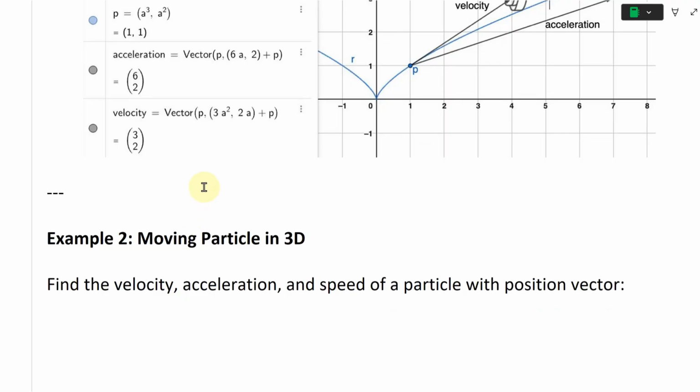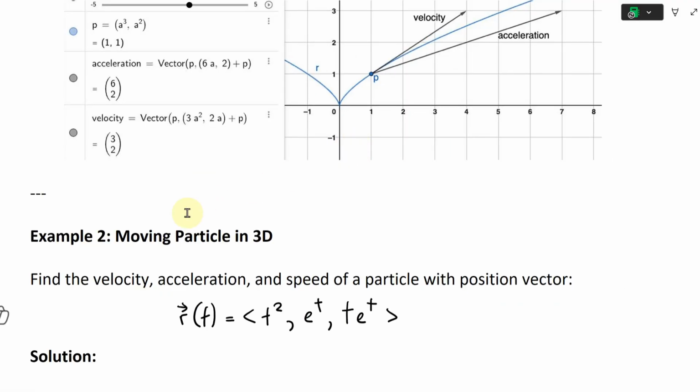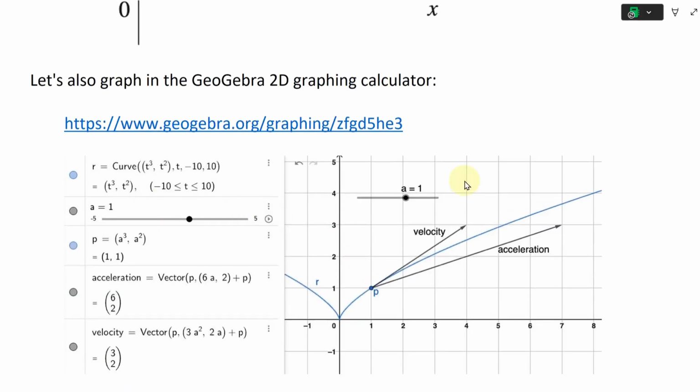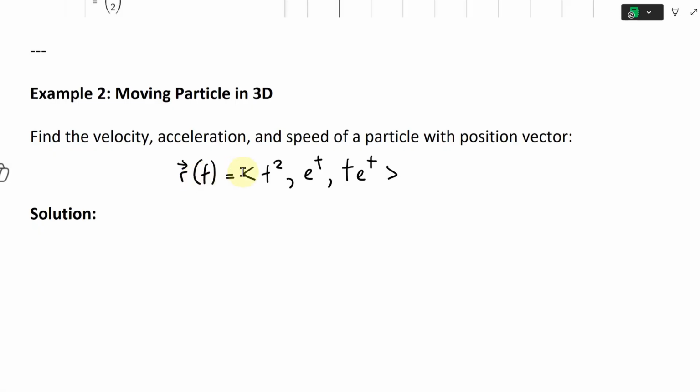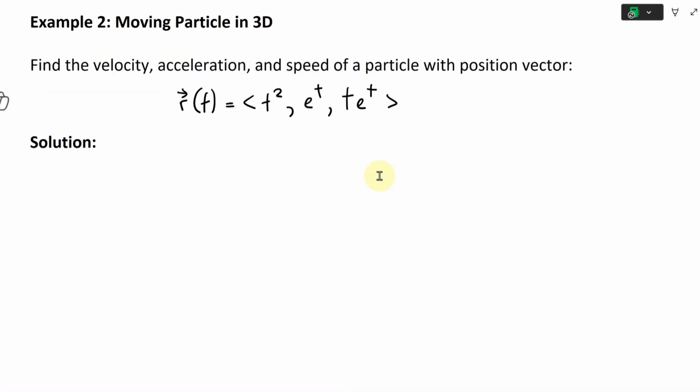Anyways, let's continue further and look at example 2, moving particle in 3D. So this was in 2D, example 1. Now we're going to take it a step further in 3D. Find the velocity, acceleration, and speed of a particle with position vector r of t, which has components t squared, e to the power of t, and t times e to the power of t. All right, so let's take a look at the solution.